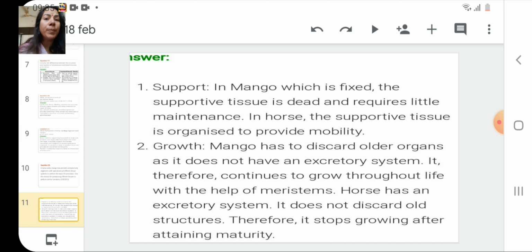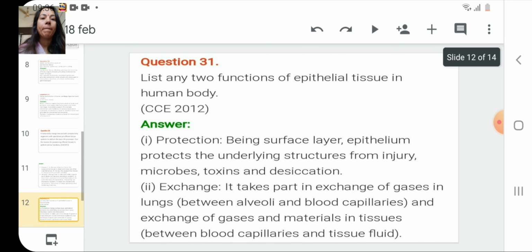There can be multiple other answers to this question. You will have to think logically while answering such type of questions. Now next question is, list any two functions of epithelial tissues in human body.